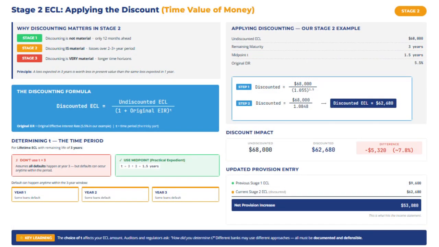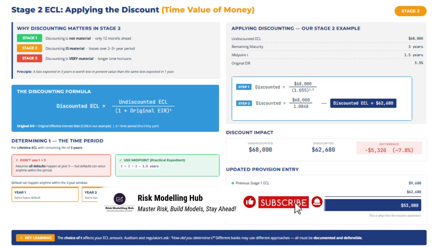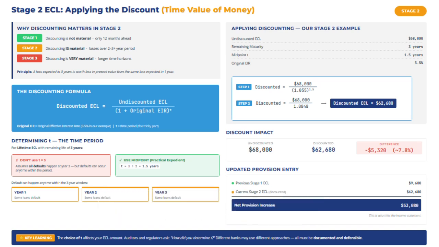Now let's add a layer of sophistication, the discounting part. This is where many people get confused, but it's critical to get it right. So basically in stage 1, discounting is not material, and you are only looking at 12 months ahead. But in stage 2, discounting becomes material because you are looking over 2 to 3 years. And in stage 3, discounting is very material because now you have large time horizons and potentially longer recovery periods.